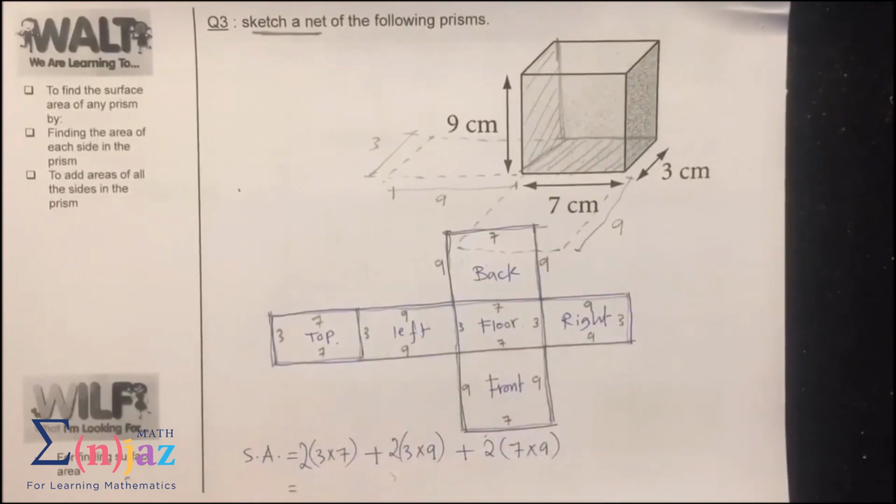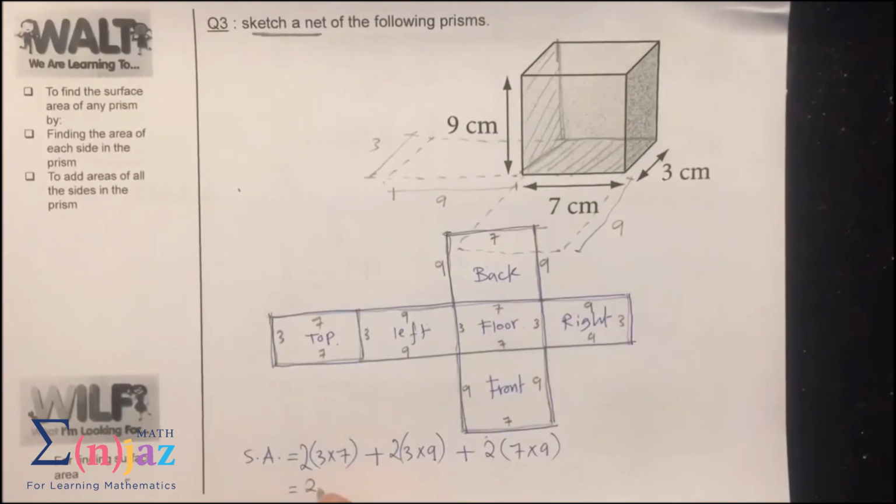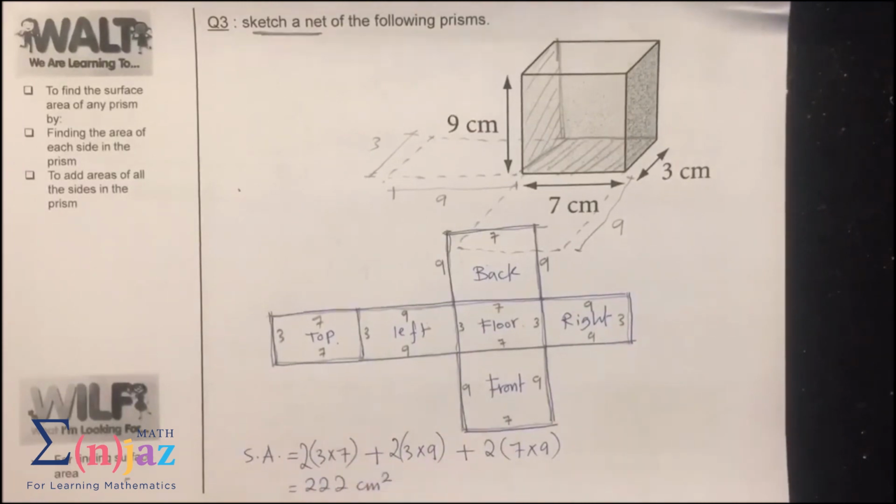And if you carry on with the calculation, you're going to end up with the exact same surface area that we found, which is 22 centimeter squared.